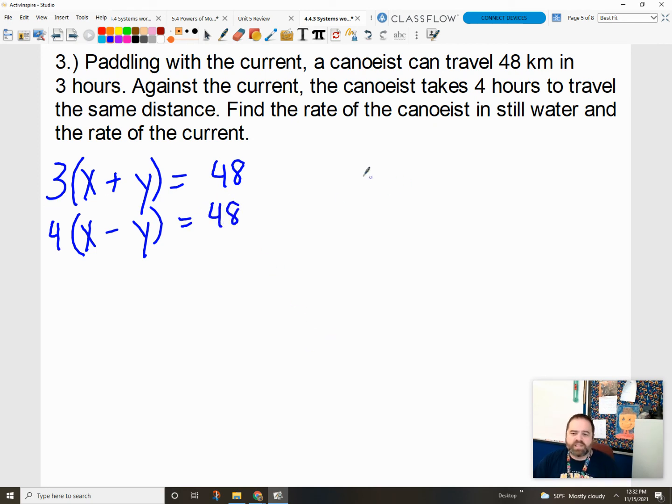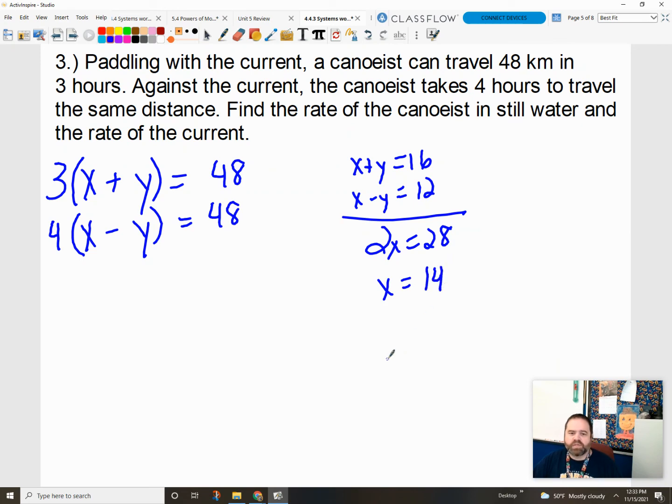All right, if you divide those out, you get x plus y is 16, x minus y is 12, and then when you add them up, 2x is 28, divide out that 2, that's 14. Okay, so plug it back in here. 14 plus y is 16. y is 2.